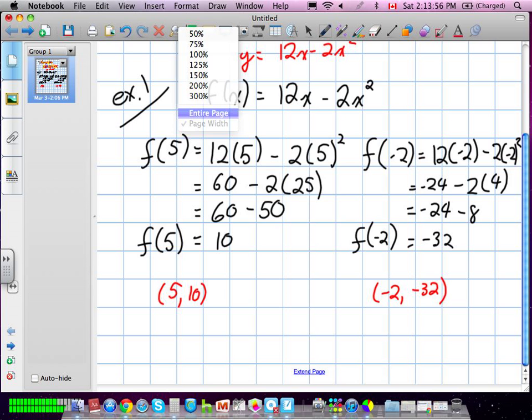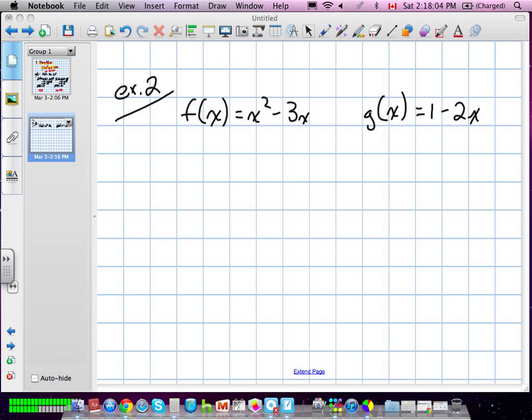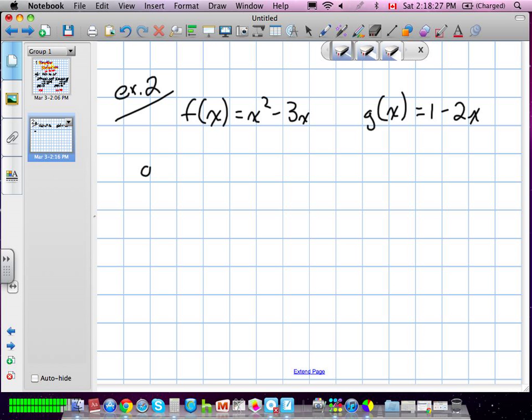Okay, so our second example here, we have two equations. The f with the variable x is equal to this equation. g with the variable x is equal to this equation. Okay, so what we need to do here is we need to plug in values. So the very first question says, show that f at 2 is greater than g at 2. Or in other words, they write it like this. They want us to prove that f at 2 is greater than g at 2.